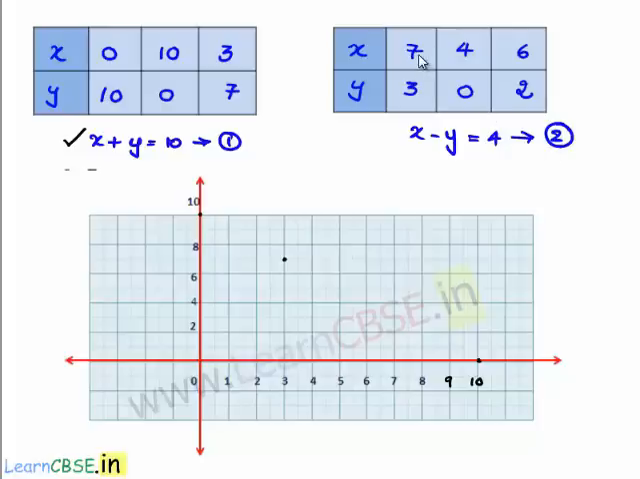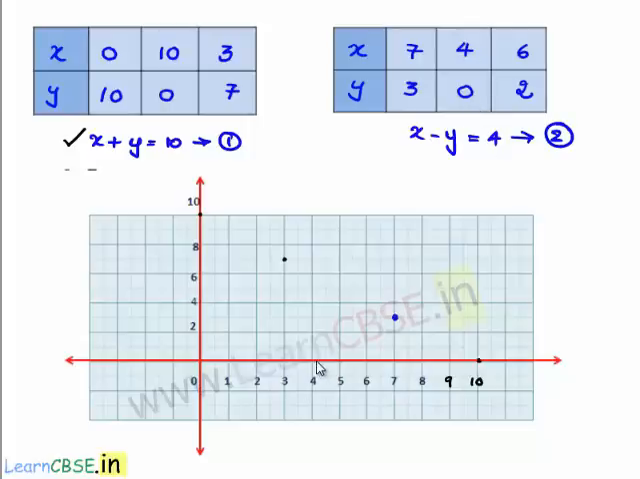The points are 7, 3, 4, 0 and 6, 2. We will plot these points in the graph. So the point is 7, 3. On x-axis we have 7 and on y-axis we have 3. So the point is this one, 7, 3. Other point is 4, 0.